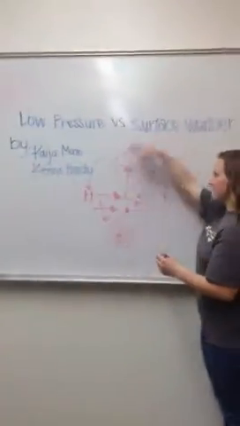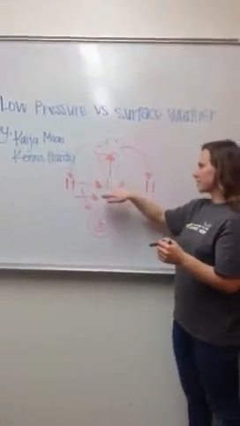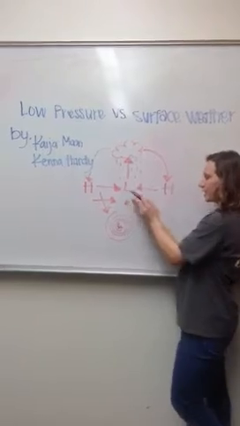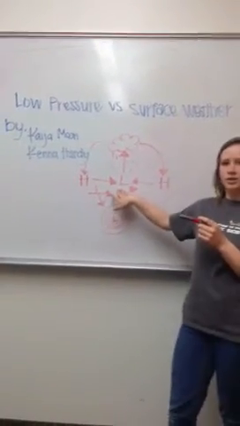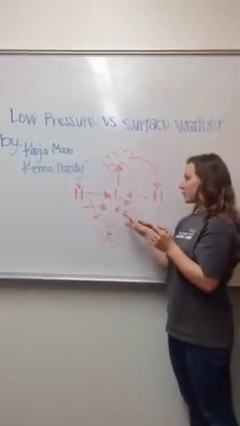So, because it's in the cyclone and the air is rising and it rains, the surface weather in a low pressure zone will be very rainy and humid.